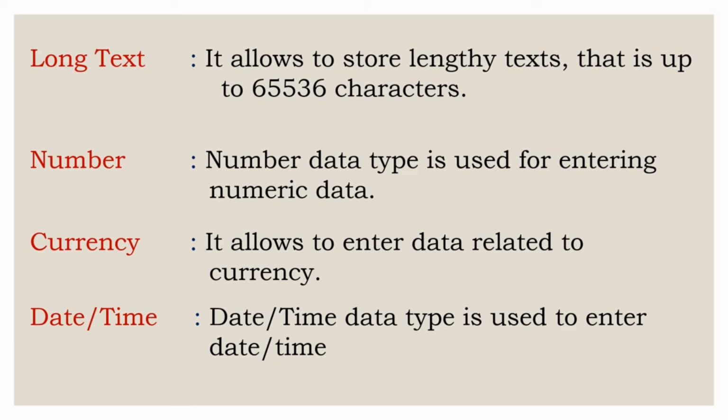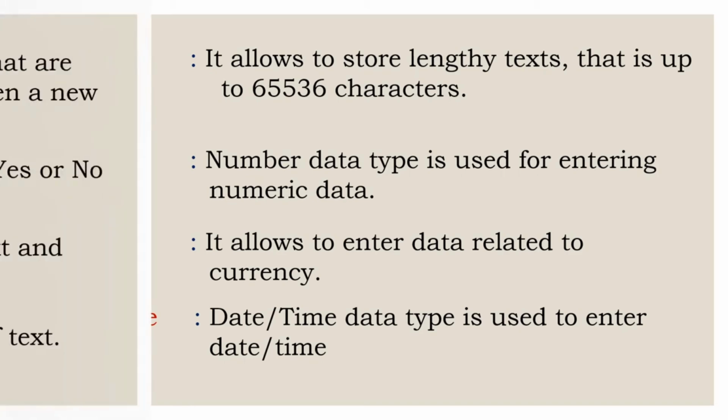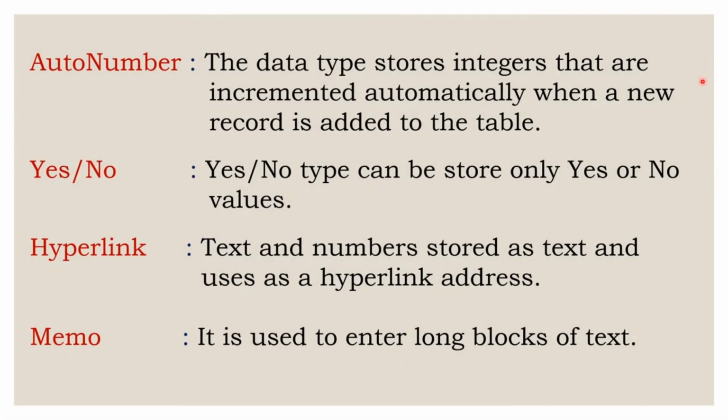Number. Number data type is used for entering numeric data. Currency. Currency allows to enter data related to currency. Date or time. Date or time data type is used to enter date or time. Next data type is auto number. The data type stores integers that are incremented automatically when a new record is added to the table.